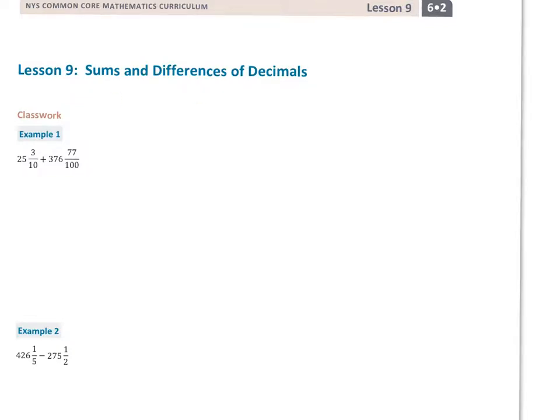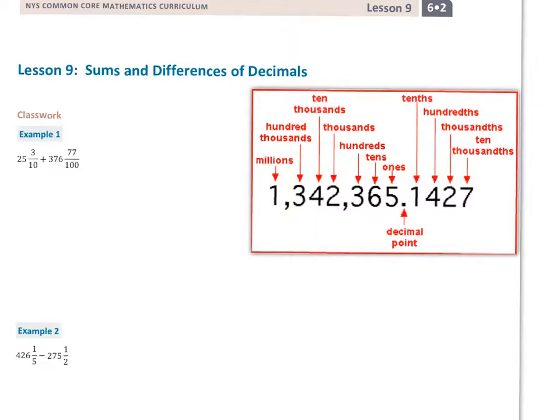Now I'll tell you the most important skill you're going to want to have on all of these, besides the ability to find equivalent fractions, is understanding our place value chart. So I've put this up here for you to take a picture, do whatever you want with, but here we have a place value chart that goes all the way to the millions.